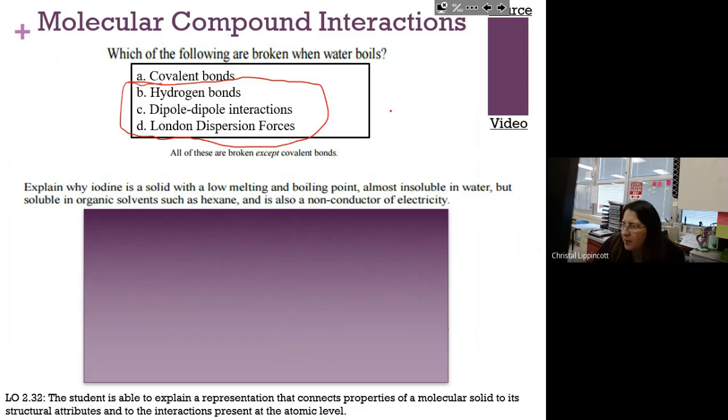Yeah, these are your IMFs. Water has all 3 of those IMFs. They didn't say which one of these. They said which are.